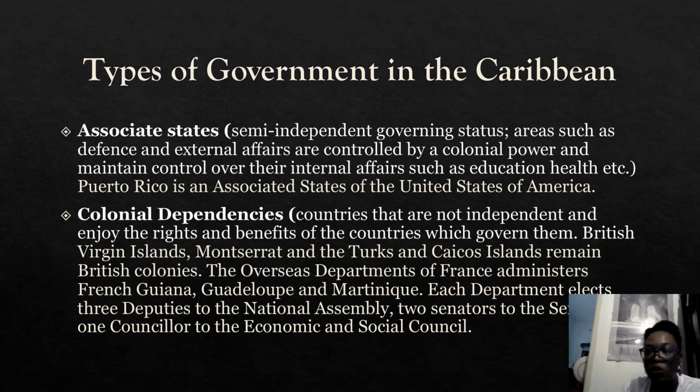And then you have colonial dependency. Well, they're still depending on their mother countries to really govern them. All right. So that is the political definition of the term Caribbean.